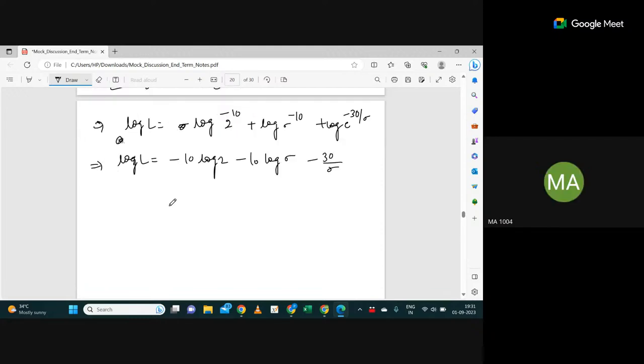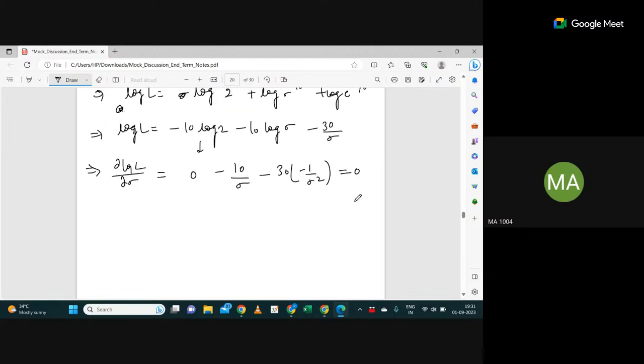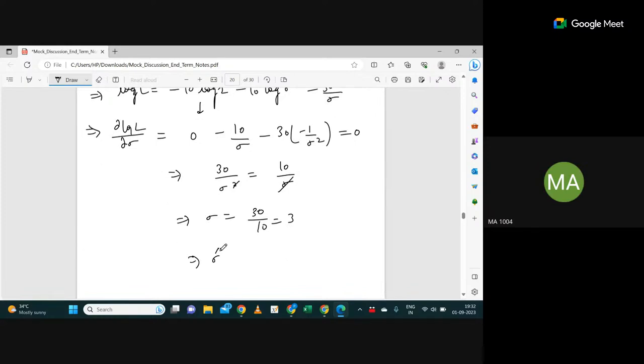Okay, so next step, we have to find the estimate for sigma. We have to differentiate with respect to sigma. This is the constant, it will be 0, minus 10 by sigma, minus, so it's the 30 by sigma. What is the differentiation of 1 by x? It's minus 1 by x square, so it will be minus 1 by sigma square. Now I have to equate with 0. So 30 by sigma square equals 10 by sigma. So sigma will be 30 by 10, 3. So sigma cap will be 3. Is it the answer? Yes, 3 is the answer.